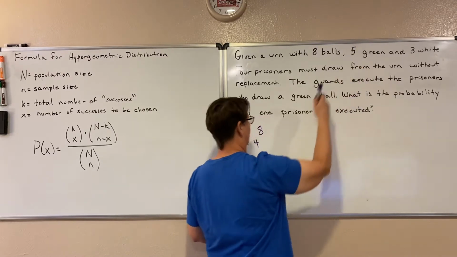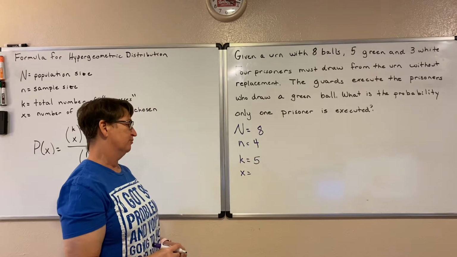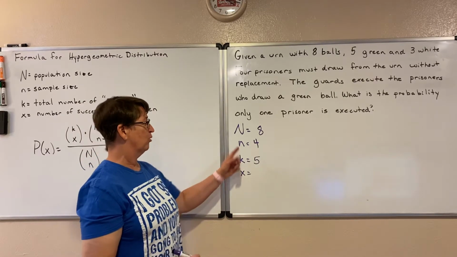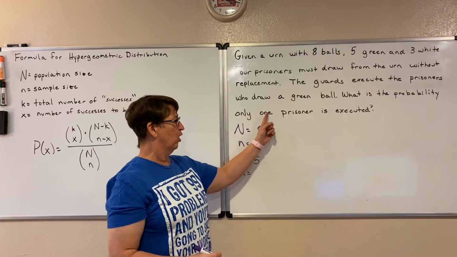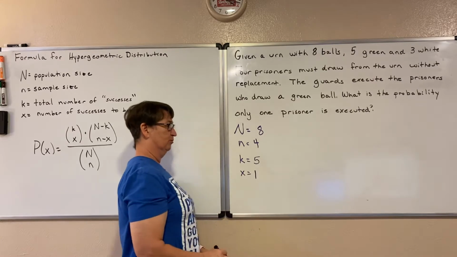And there are a total of 5 green balls. So my K in this one is 5. Then how many of those green balls do I want? Well, I want only 1 prisoner to be executed. So I'm only looking for 1 of those green balls.